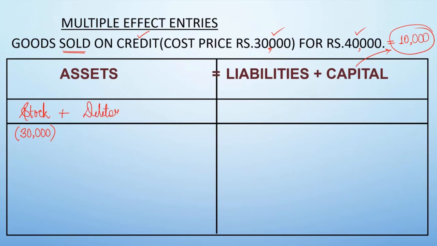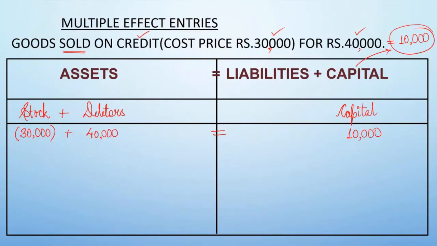So we have to generate the debtors for the business, and from the debtors the business will receive 40,000, as the goods are sold for rupees 40,000. Along with that, as the 10,000 is the part of the capital, this 10,000 is to be added with the capital. As we can see, both the sides are now equated. Assets are equal to the total liabilities. On one side we have 10,000, and on the other side we also have the 10,000 amount. So now both the sides are equated.